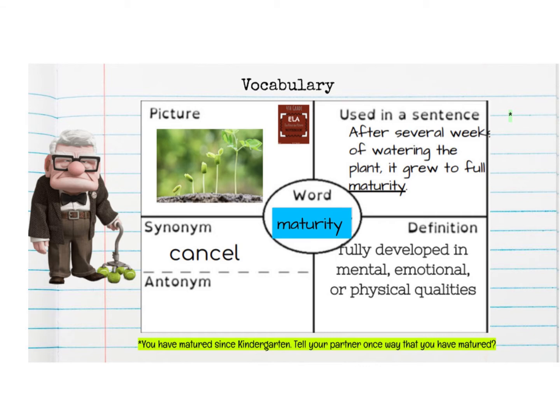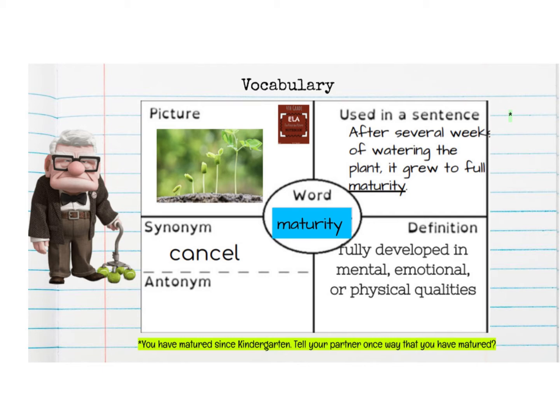Let's look at our second new word for this week. I say it, you say it, maturity. Maturity. I say it, you say it, maturity. Maturity. Fully developed in mental, emotional, or physical qualities.